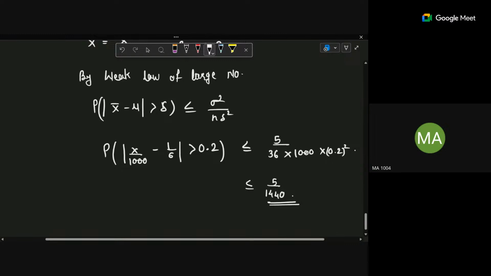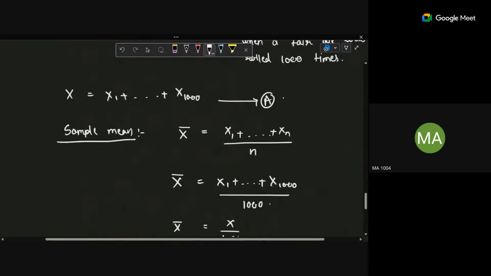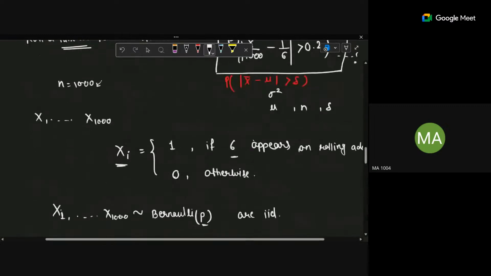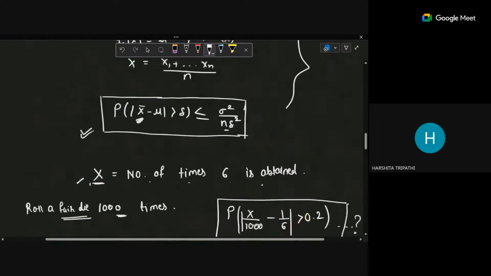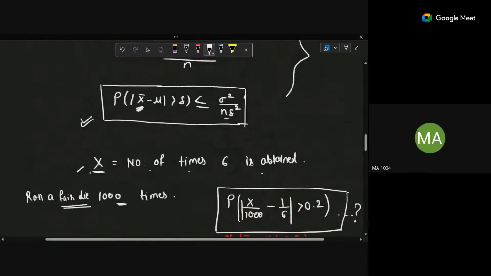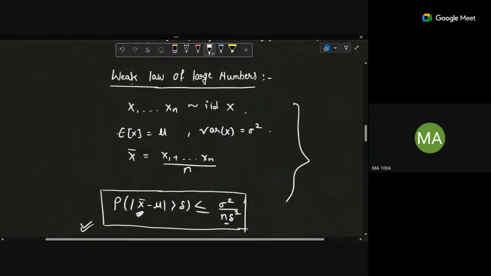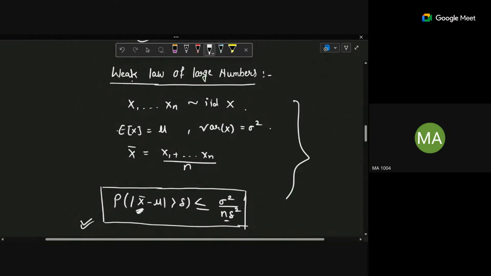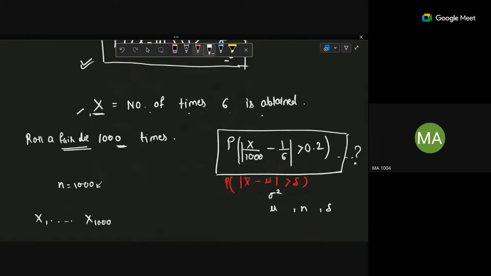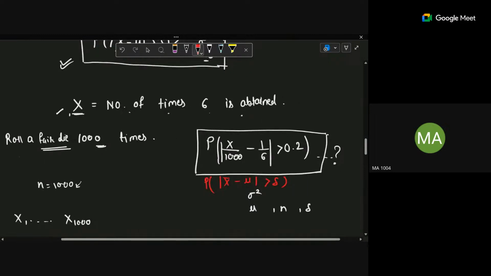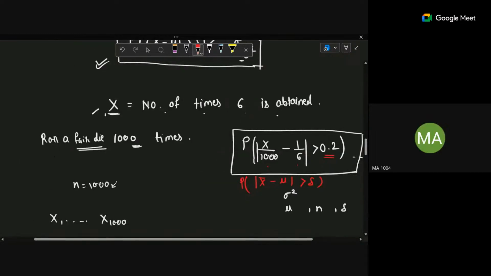Did you guys understand how we solve this question? Ma'am, can you please repeat how we found the sigma square? They asked us to solve the question using the weak law of large numbers, and we were interested in calculating the probability that x by 1000 minus 1 by 6 is greater than 0.2. But we were not sure whether this is our x bar, whether this is mu; delta we were sure of, since it is given in the question.